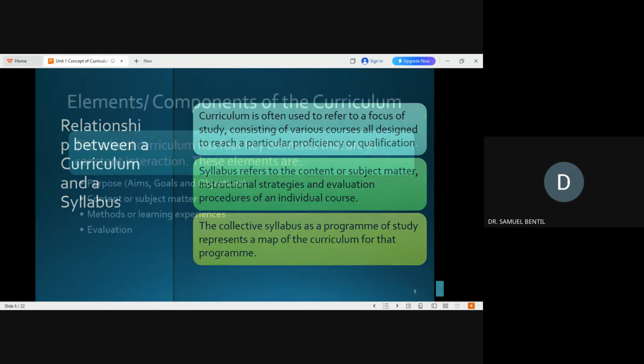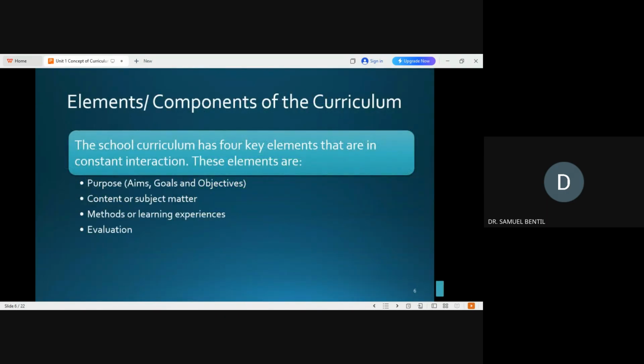So we have the next one. We want to look at the element or the component of the curriculum. There are 4 basic components or elements. You see, at times in books you see component and element, they are the same. So these 4 basic components are constantly interacting, and one is purpose. One of the elements or components of curriculum is purpose. And another name for purpose is aims, goals, and objectives.